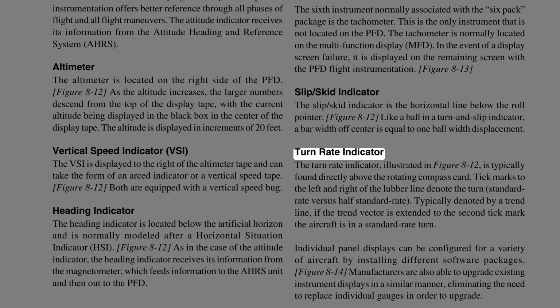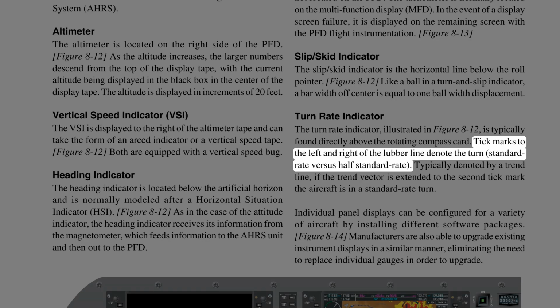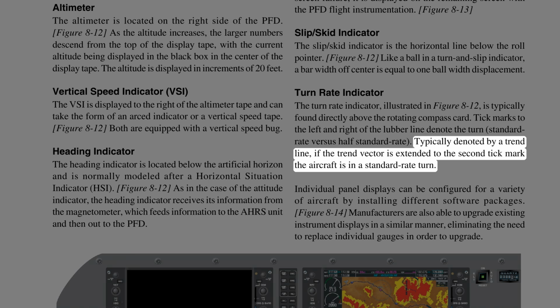Turn rate indicator. The turn rate indicator, illustrated in Figure 8-12, is typically found directly above the rotating compass card. Tick marks to the left and right of the lubber line denote the turn, standard rate versus half standard rate. Typically denoted by a trend line, if the trend vector is extended to the second tick mark, the aircraft is in a standard rate turn.